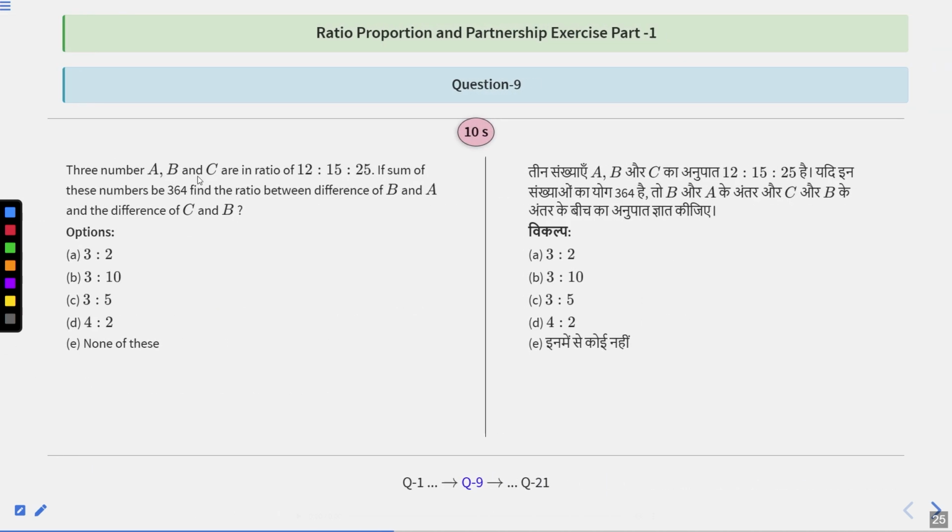Three numbers A, B and C are in ratio 12, 15 and 25. If the sum of these numbers is 364, find the ratio between the difference of B and A and the difference of C and B. You have 5 options and 10 seconds to analyze the question. Your time starts now.